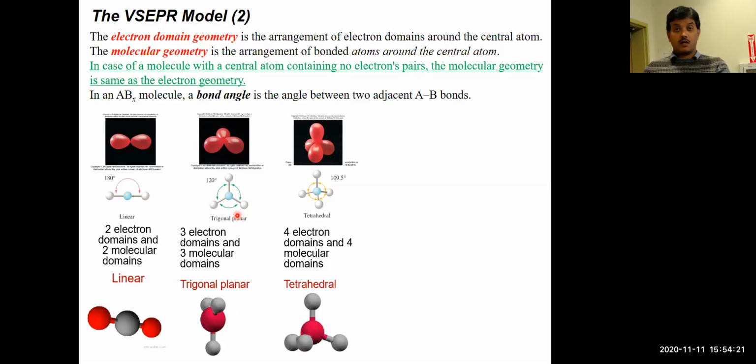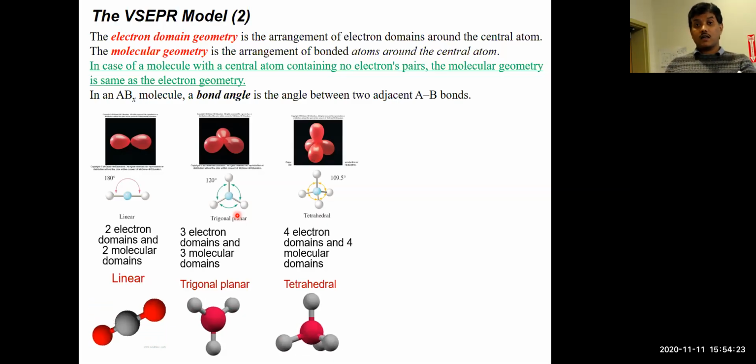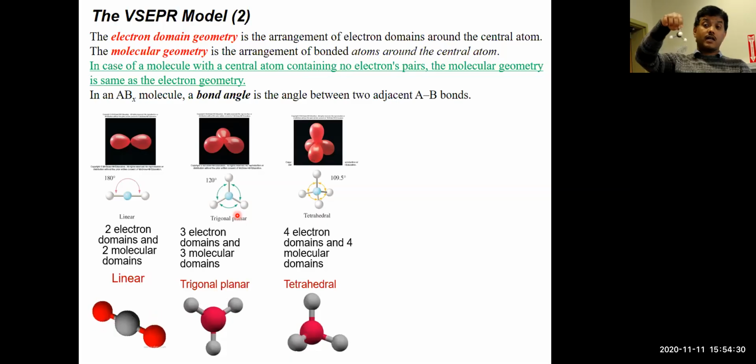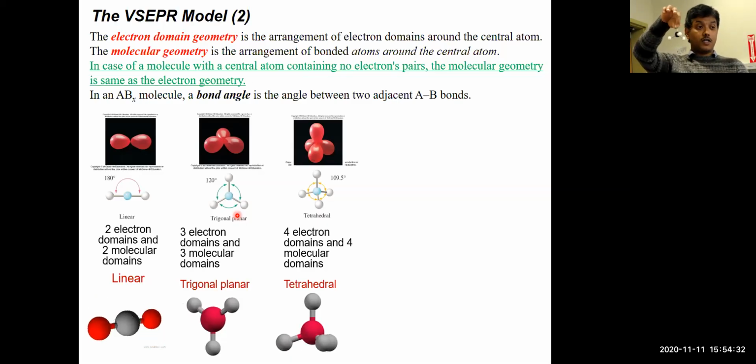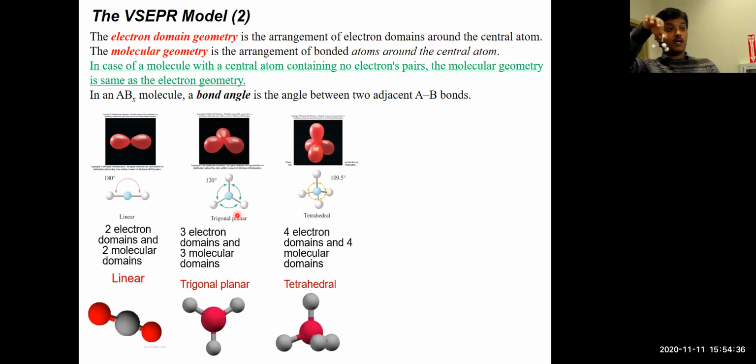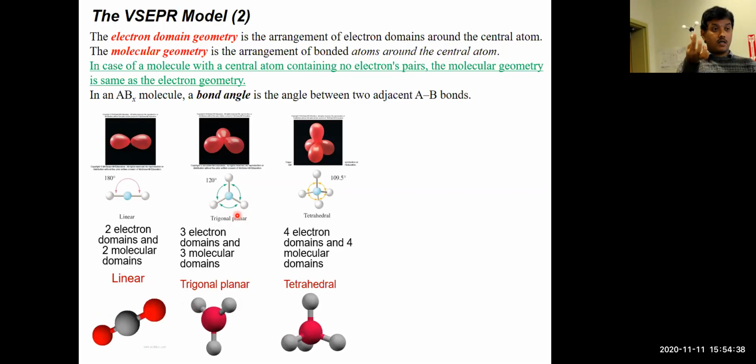Organic chemistry is based on carbon bondings, and carbons popularly form 4 bonds, and there are millions and billions of molecules that contain this tetrahedral shape, which is the most popular shape of all shapes in molecular geometry, tetrahedral. Right?